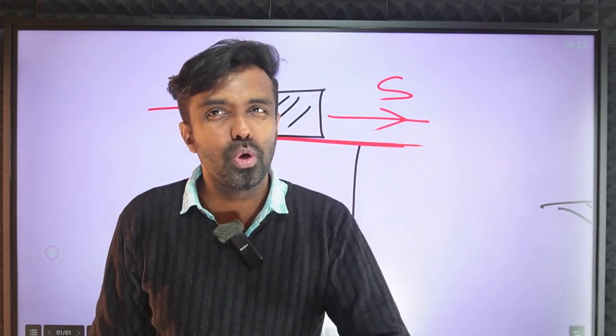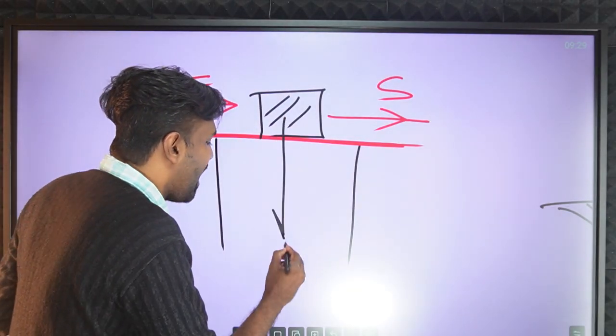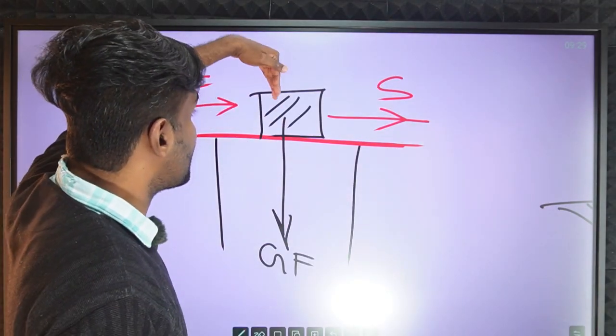But guys, everyone knows that the same body is attracted by the gravitational force in the downward direction. Okay, the same body is attracted by whom?